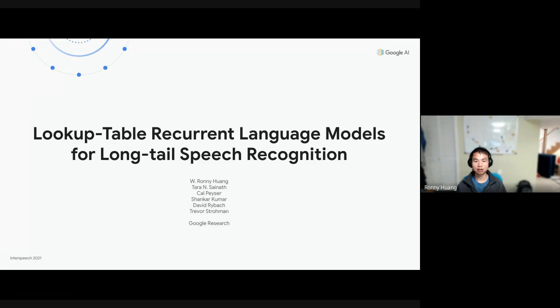I'll talk about lookup-table recurrent language models for long-tail speech recognition, a new architecture for language models that scales well. My name is Ronnie. I'd like to thank Tara, Cal, Shankar, David, and Trevor for this research.